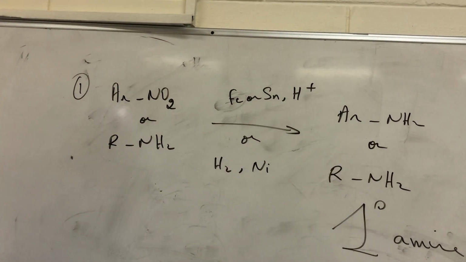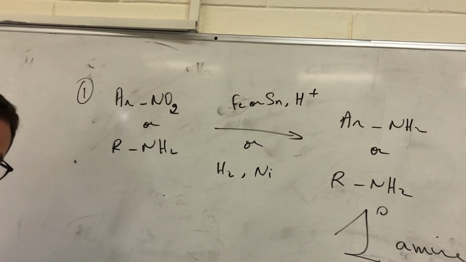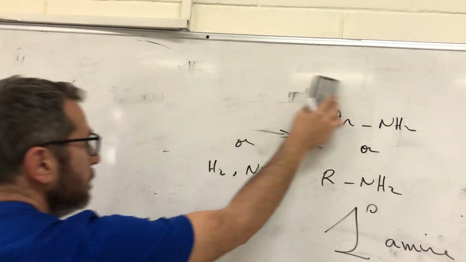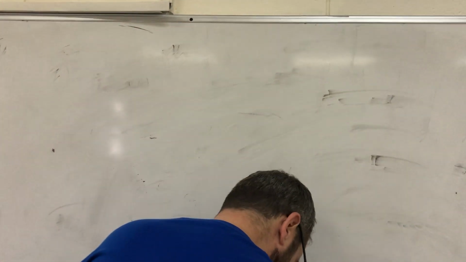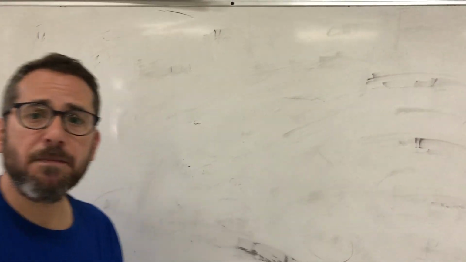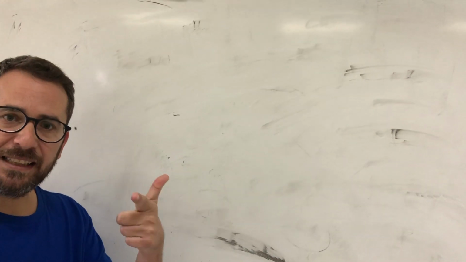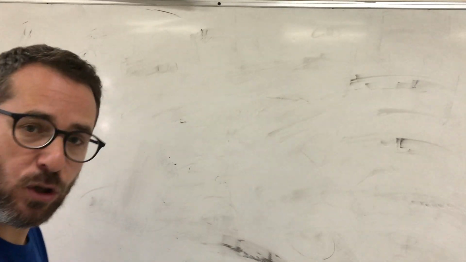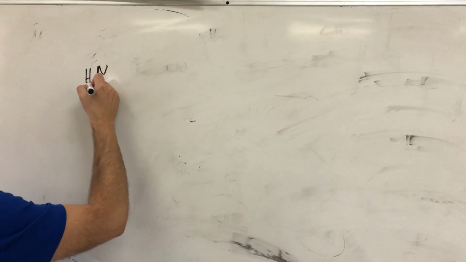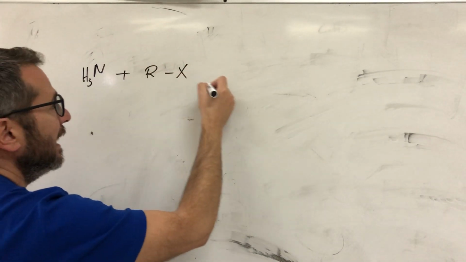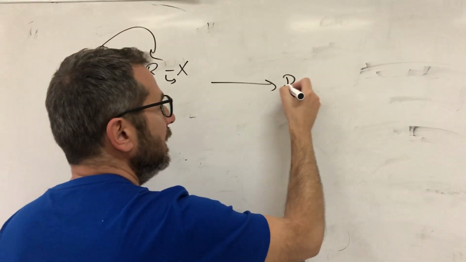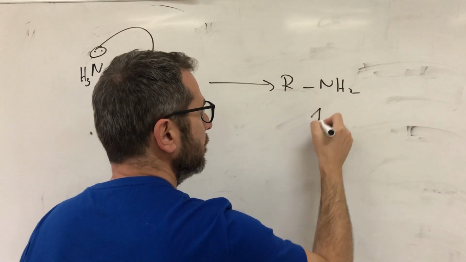You have examples, you can see them in your notes. We move to the second method to prepare amines. This method is very important. Why? Because with this method, we can prepare all the types of amine. Primary, secondary, tertiary, and the salt. Okay, what is this method? If you take ammonia and you add it to an alkyl halide, you will obtain your primary amine.